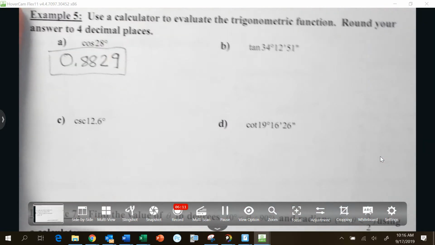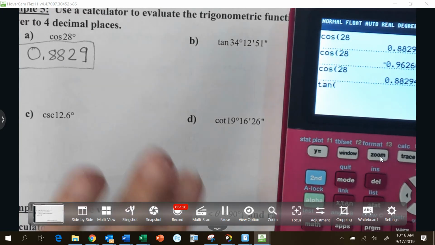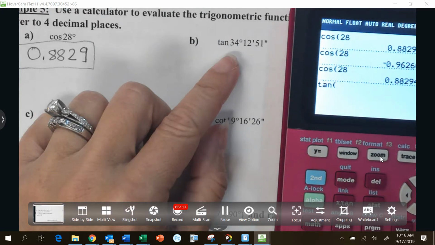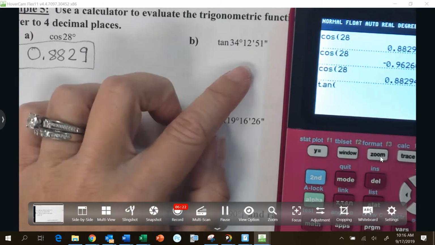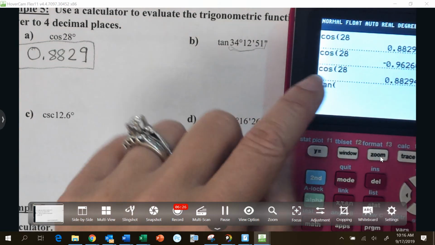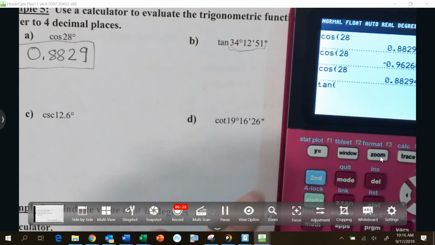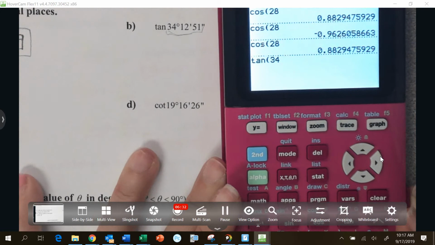Question B. Tangent. All right, before I do anything, am I typing in degrees? Okay. However, when it's degrees, minutes, and seconds, you have to put special stuff in here. So I am going to have to do 34. Where do I find the degree symbol?